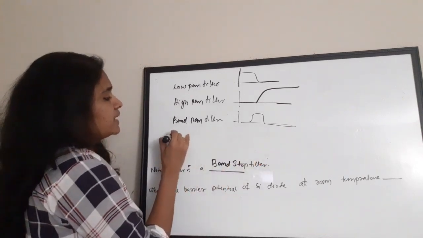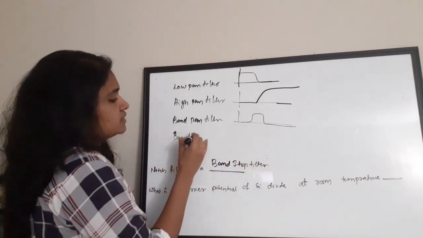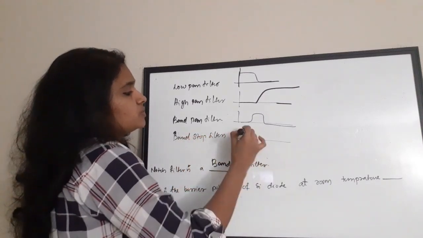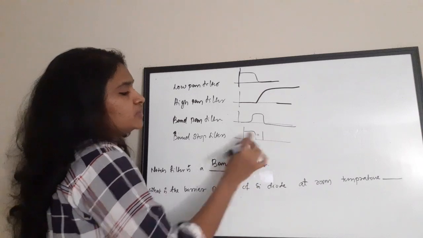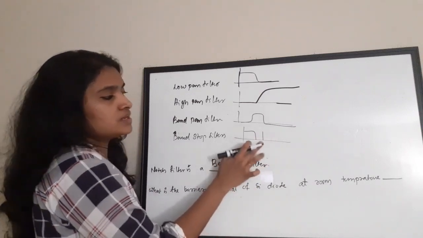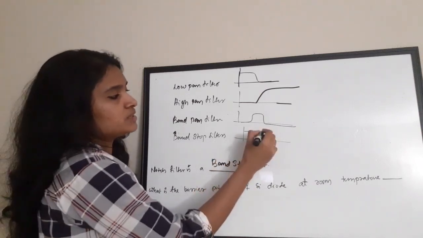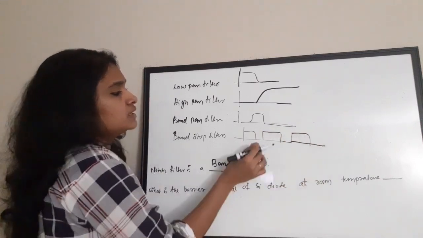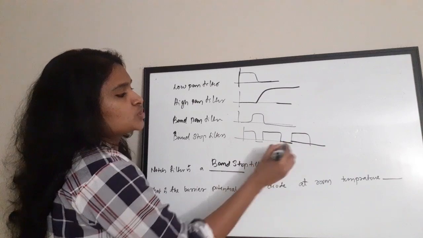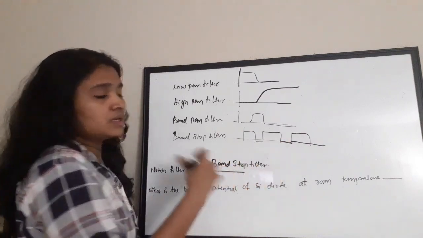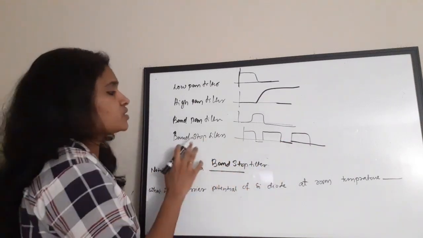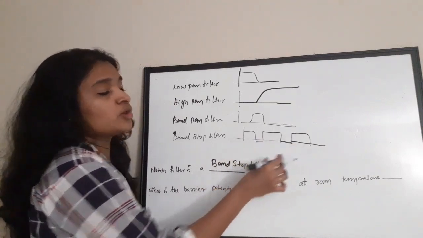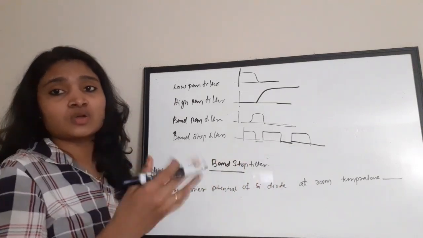Now the band stop filter is the next category. I'm just drawing graph figures. It will pass certain frequencies, but it will stop others. See, there is a stop band in between the pass bands. So it will look like this. This is the stopping portion, this portion it will not pass. So that is called a band stop filter. These areas it will not pass, so they are called band stop filters.